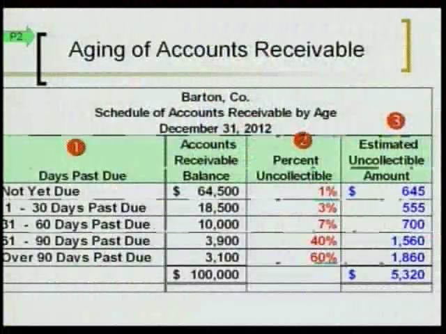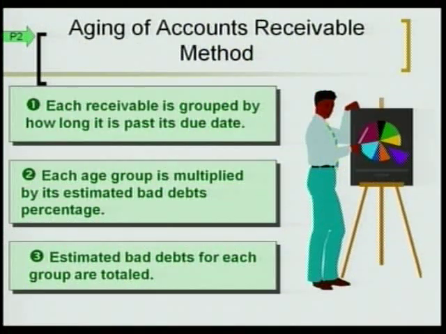Okay, let's do exercise 9.6. Exercise 9.6 is an aging of AR method. Okay? Aging of AR method. Just a little refresher here. Let's go to the PowerPoint and remind ourselves what the aging of accounts receivable method is.